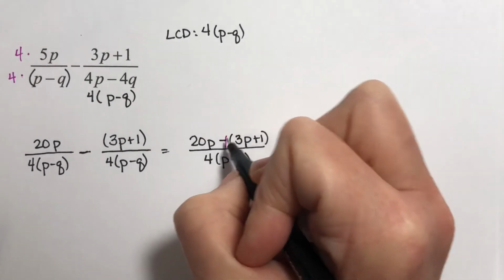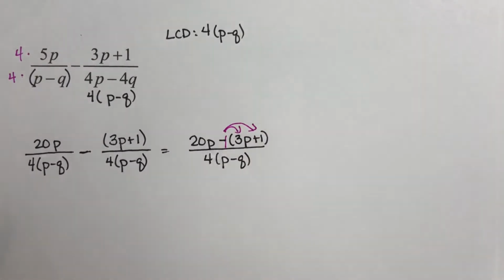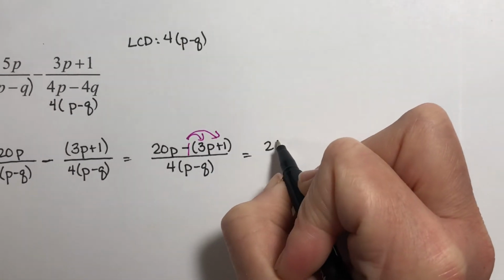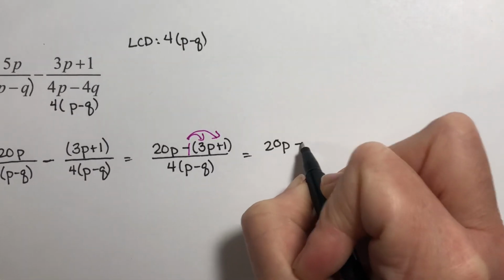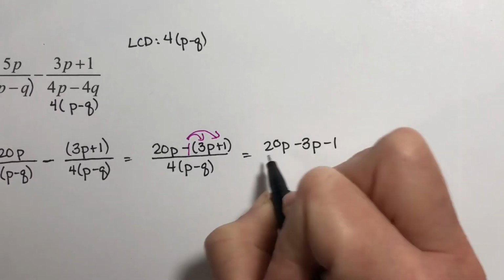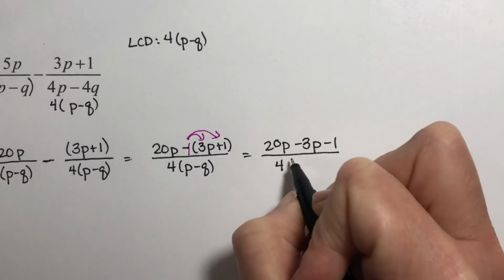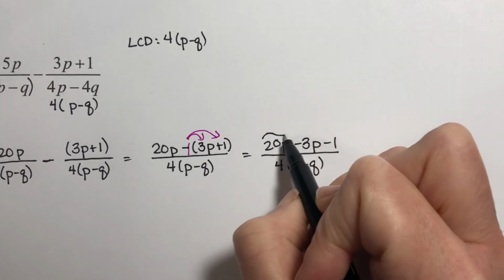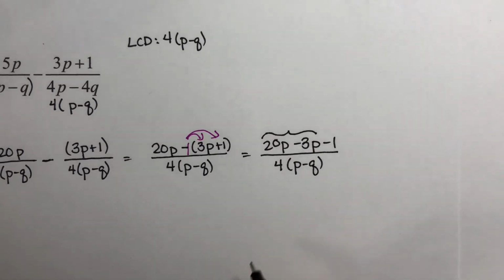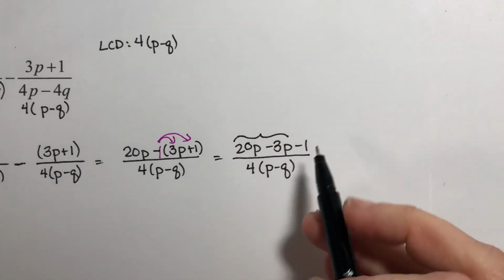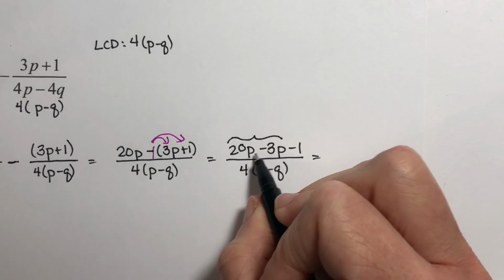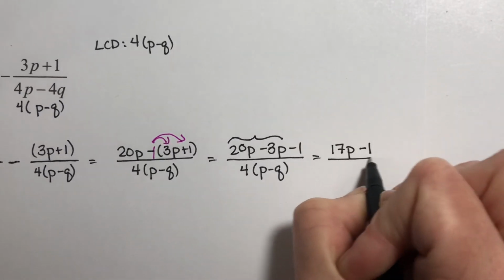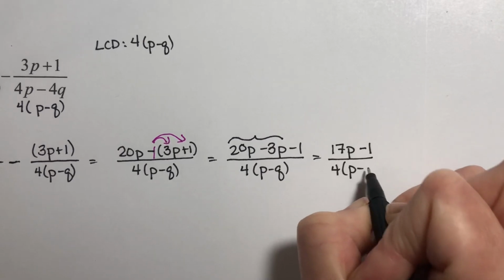Let's distribute that negative 1. And this would be 20P minus 3P minus 1 over 4 times P minus Q. Now we have like fractions there. Not like fractions, like terms. So 20P minus 3P is 17P minus 1 over 4 times P minus Q.